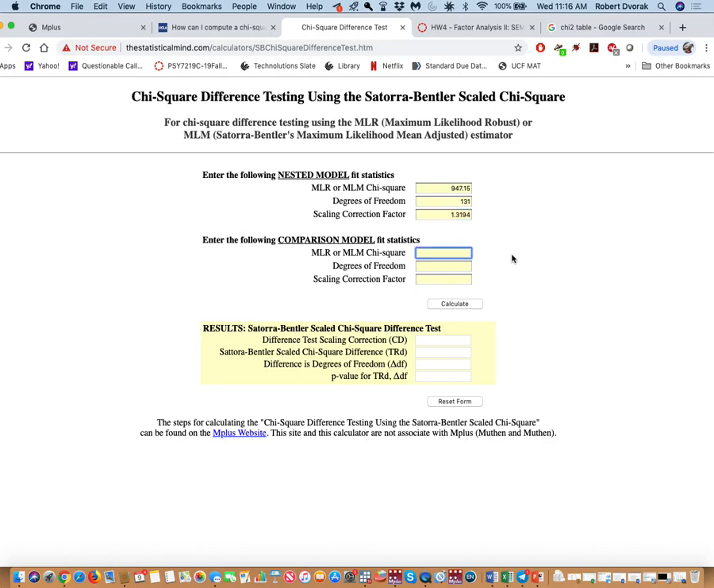Our other chi-square was what? Did you type that correctly? That's what I have. 1.3914? 1.3914. Oh, 1.4198, I'm sorry. Okay, our other chi-square value was 2802.62. Degrees of freedom was 134, right? Scaling correction factor 1.4198. All right, calculate.